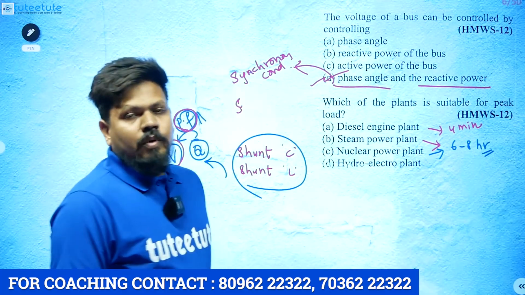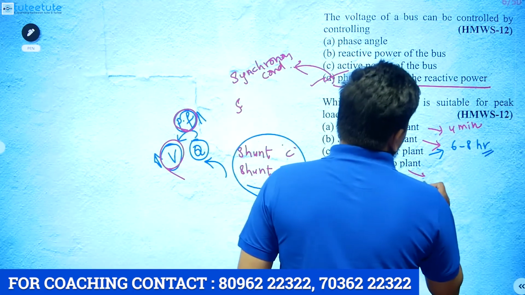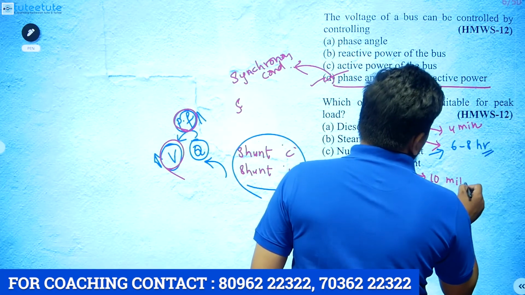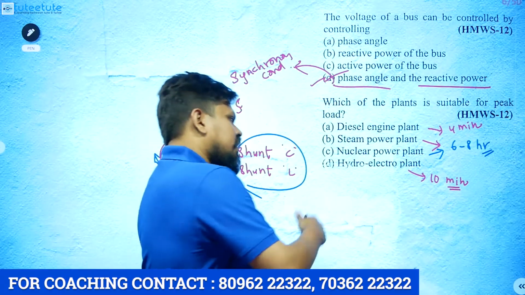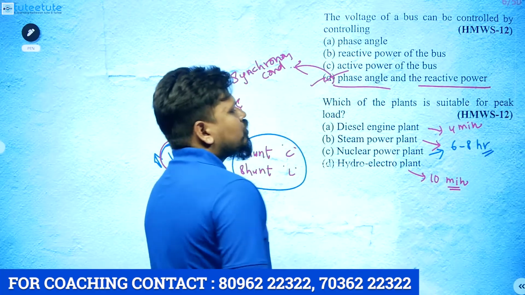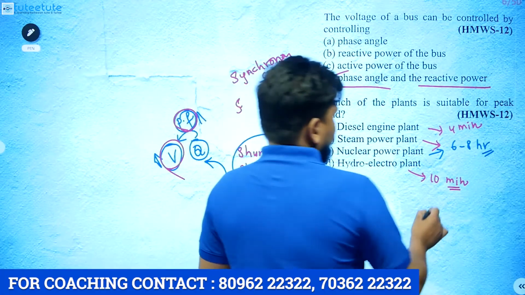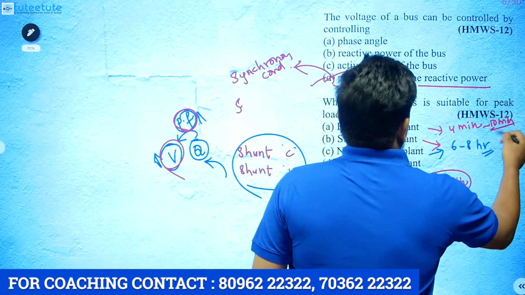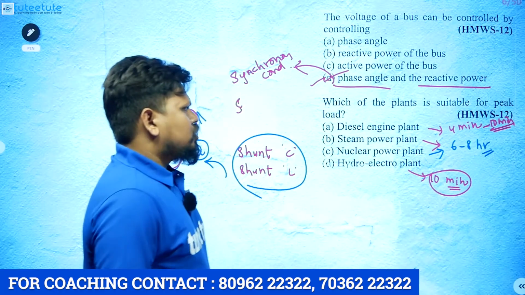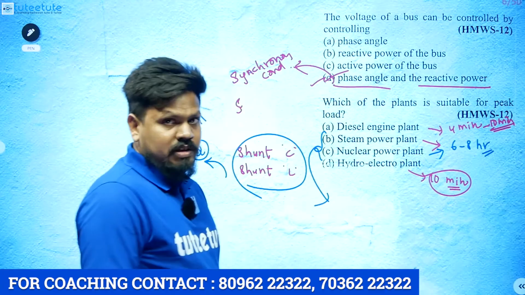And a hydroelectric power plant will take generally 10 minutes, with water as the input. The turbine will rotate and automatically you will get the power supply, so power generation is possible. It will take around 4 to 10 minutes. Understanding, right? So we cannot use these 2 power plants as peak load power plants.